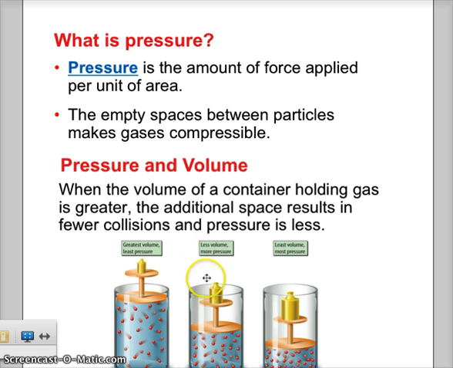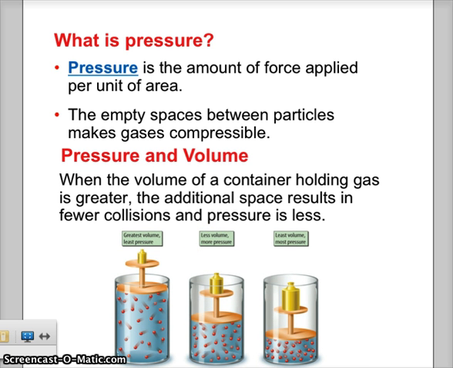If we look at pressure, pressure is the amount of force applied per unit of area. Gases are the easiest ones to compress and to increase their pressure because they have empty spaces between their particles. You can push them together. A solid, you're not able to apply a lot more pressure to because the particles are already really close together. So pressure is equal to the force exerted on a surface divided by the total area over which the force is exerted. So pressure really is force divided by area.